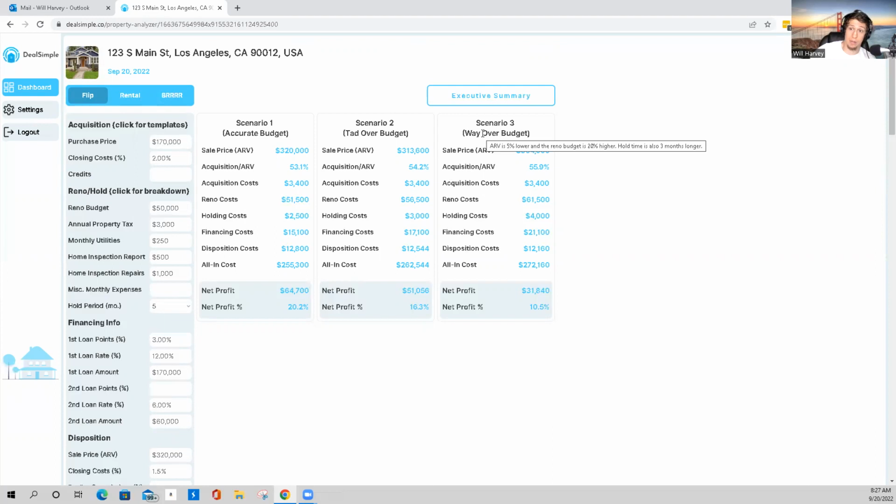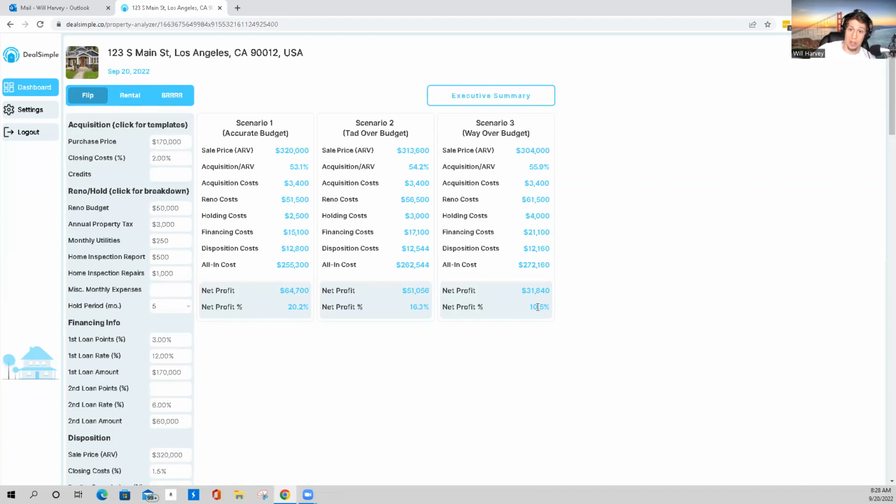Now this one is way over budget. It's 5% lower on the ARV. Reno budget is 20% higher, and the hold time is 3 months longer. So this is sort of like a worst case type of scenario. And as you can see here, you're still in the black, so to speak. You're still making money. And that's good.